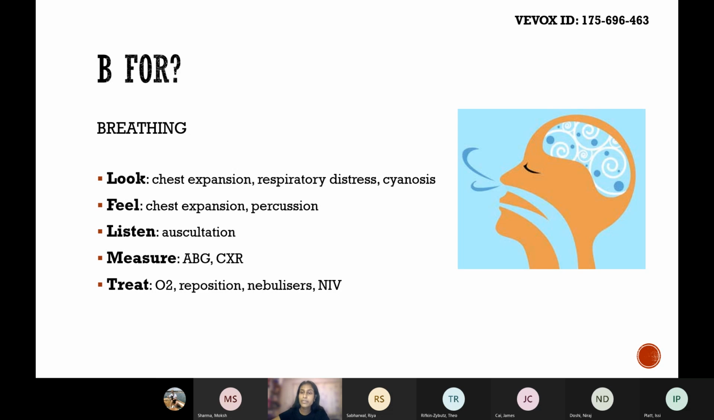Chest wall expansion. Excellent, Ria. Yeah. Anything else? So I've got down here chest expansion, any signs of respiratory distress, so things like maybe nasal flaring, that sort of thing, cyanosis, another good one for what you're looking for as well. Cool. And then for feel, chest expansion again, and like you do as part of your respiratory exam, chest expansion and percussion. And how about listen, if you think back to your resp exam?